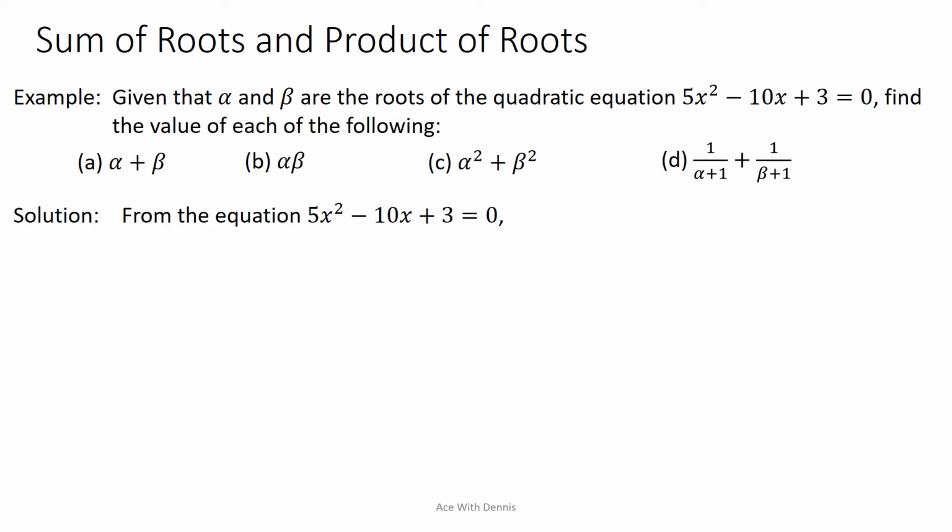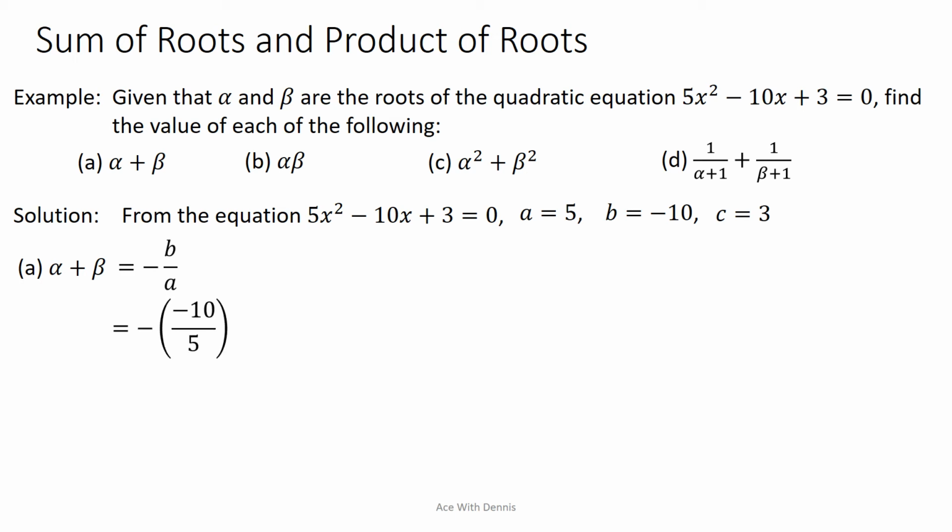The solution is, from the equation 5x squared minus 10x plus 3 equal to 0, we know that a is 5, b is negative 10, c is 3. Hence, for a, alpha plus beta equals negative b over a. Substitute the values, it becomes negative (negative 10) over 5, and the answer is 2. For b, alpha times beta equals c over a. Substituting the values, it becomes 3 over 5.